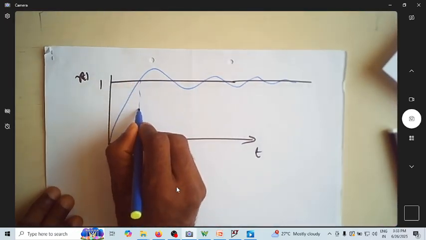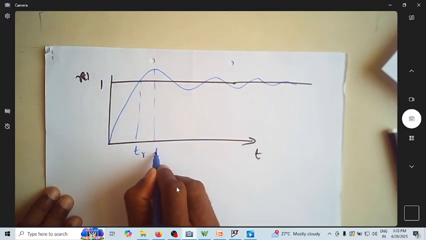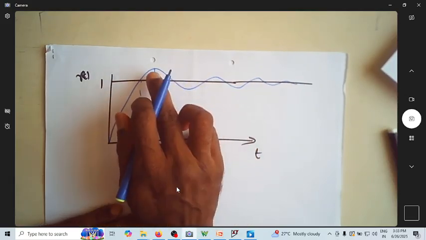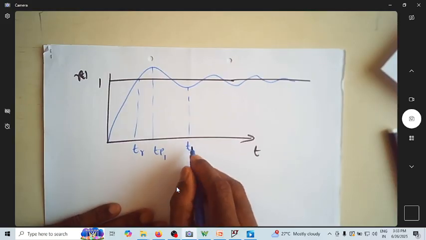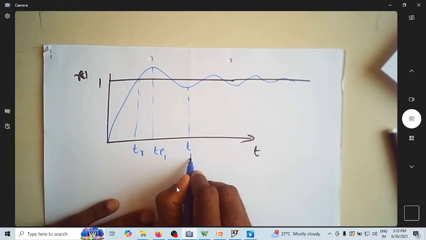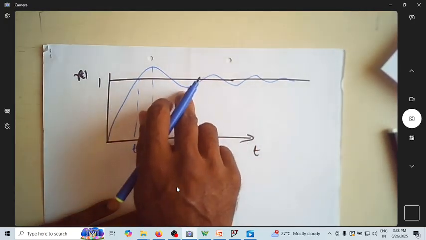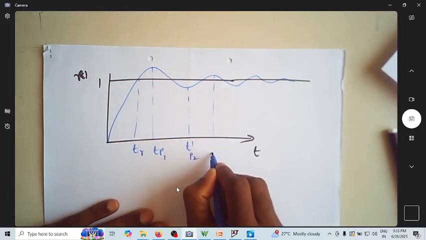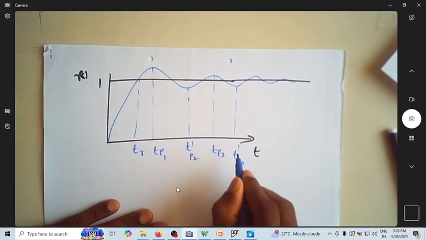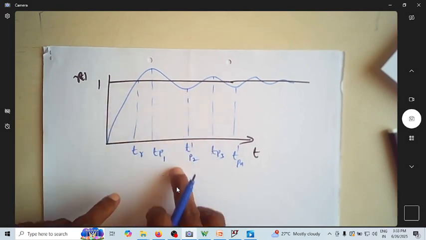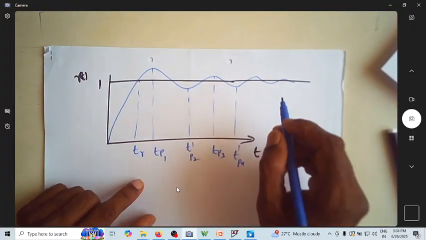Now here we define, which you already know, this is the rise time, this is the peak time. Of course, this is your first peak, you can say TP1. This is maybe TP dash 2. TP dash means it's a minimum. Again here it is TP3. This is TP4 dash. So when I say dash, it is the minimum, and when I say TP, it is the maximum. So it is maximum, minimum, maximum, minimum. So you get it.